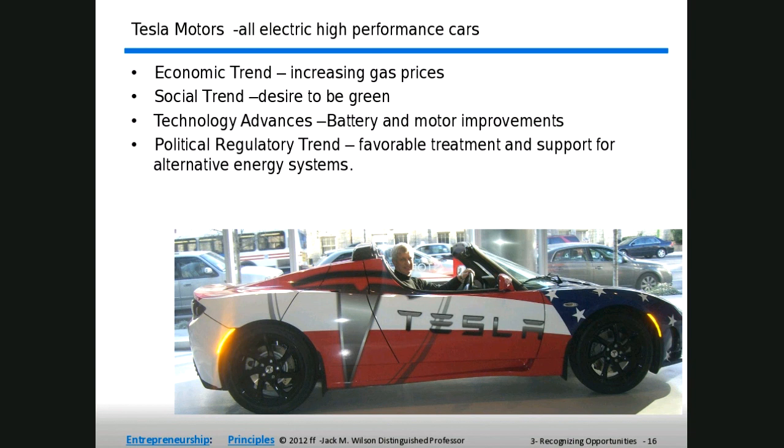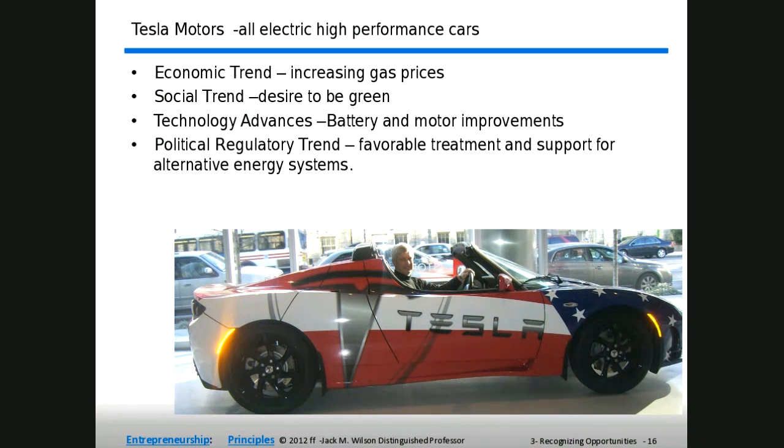Technology advances. They made battery and motor improvements and came up with a battery arrangement that used kind of standard cells, but put them in an array which could power this car and be used as the base frame for keeping the weight low, keeping the center of gravity low, and everything. Technology advances and the political regulatory trend. You got very favorable tax treatment and support for alternative energy systems.